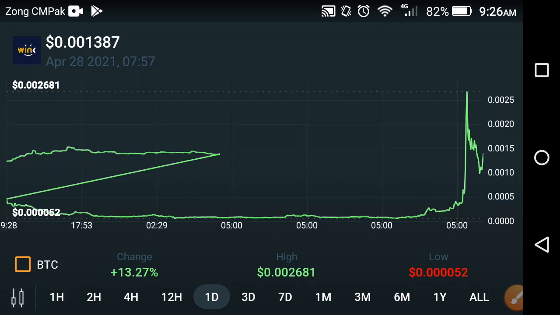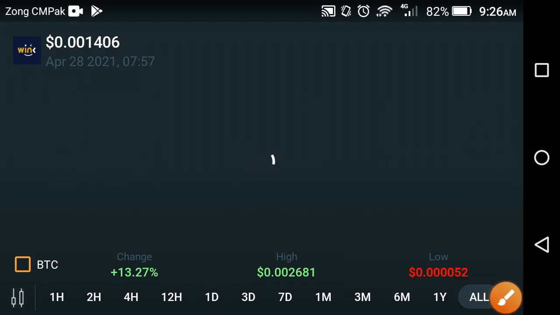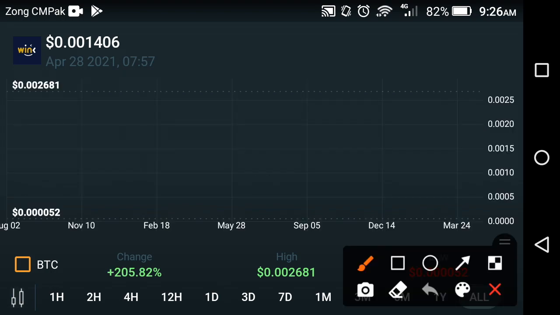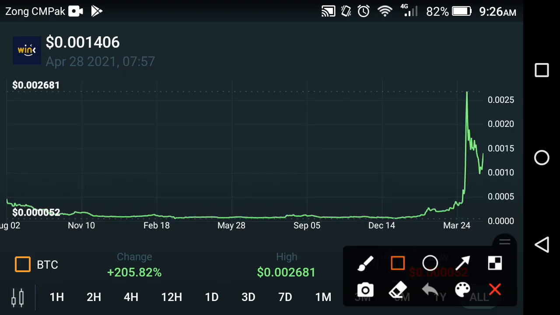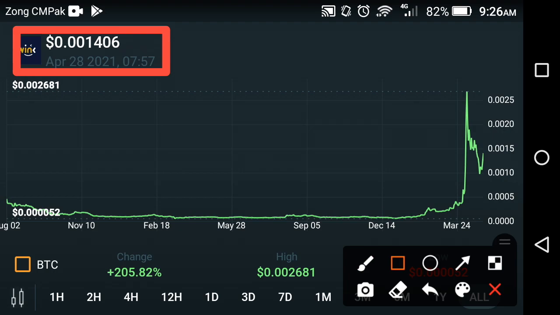Oh my god, as you can see here, friends, this is the lifetime chart of the Wink coin. Now friends, if we talk about the current price of the Wink coin at this time, as you can see, the current price is about 0.001406 USD in the market, friends.